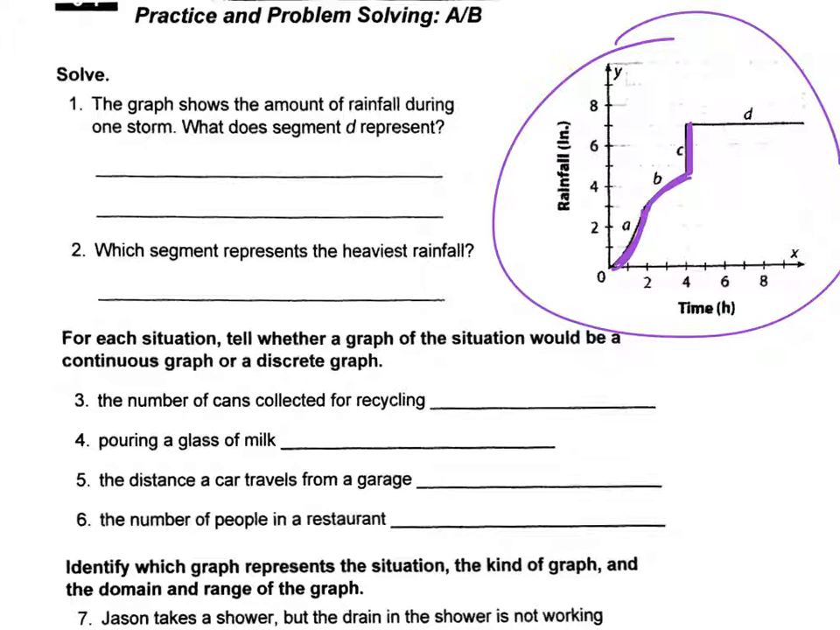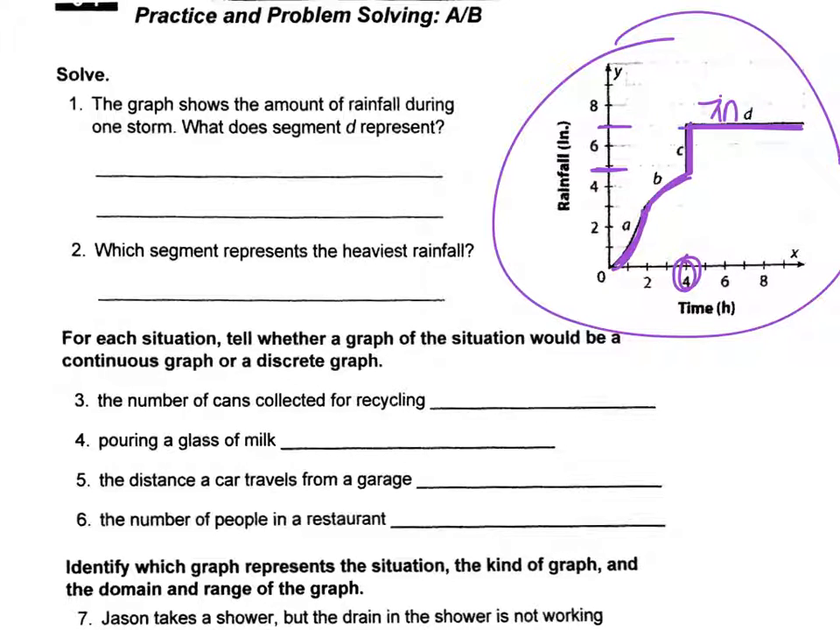C, notice that time is not really changing very much, but the rainfall is increasing dramatically. So that's almost like an instant change in rain. Think about a very serious downpour. And then D, the amount of rain is not changing. So on D, it's 7 inches, except time is moving forward. So if there's no change in the amount of rain, but time keeps passing, that must mean it's not raining.